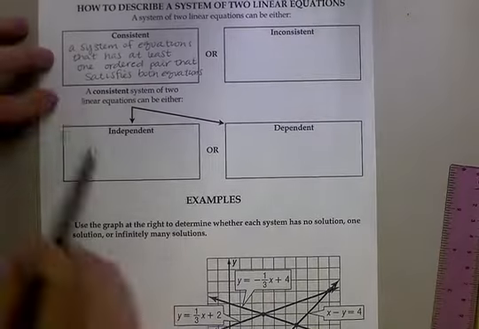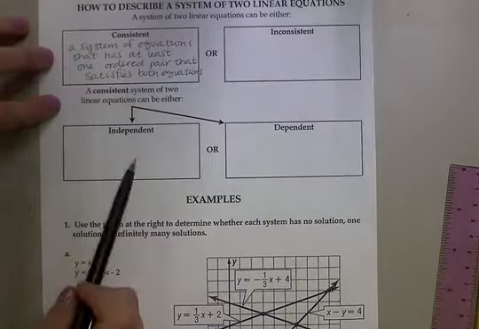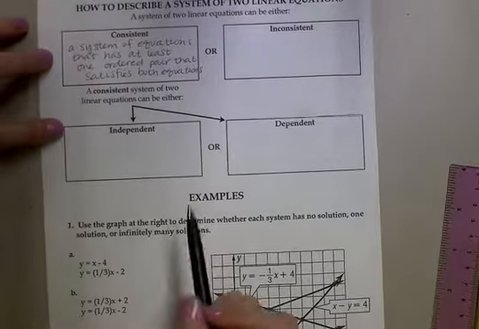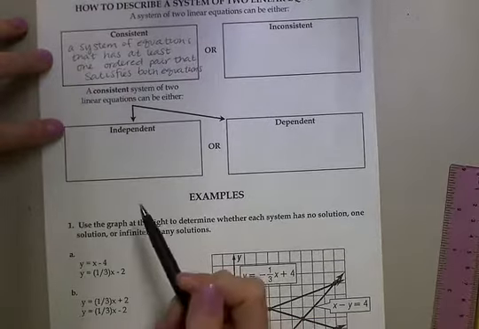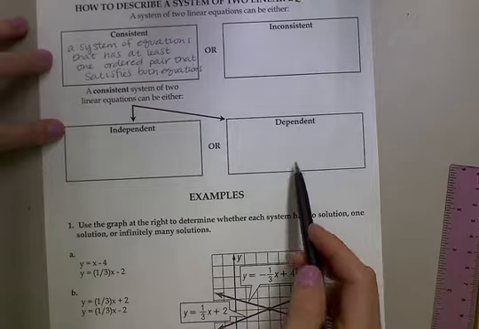Now, a consistent system can be either independent or dependent. If it's independent, it has exactly one solution. If it's dependent, it has an infinite number of solutions.